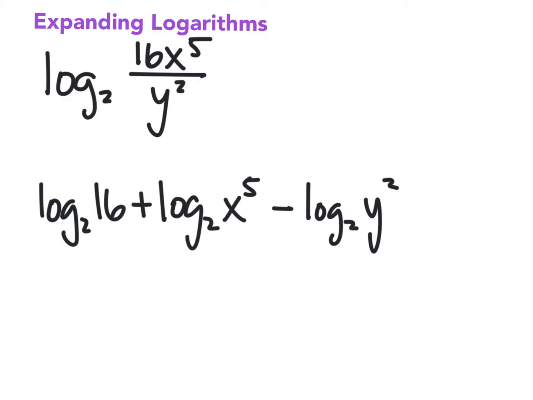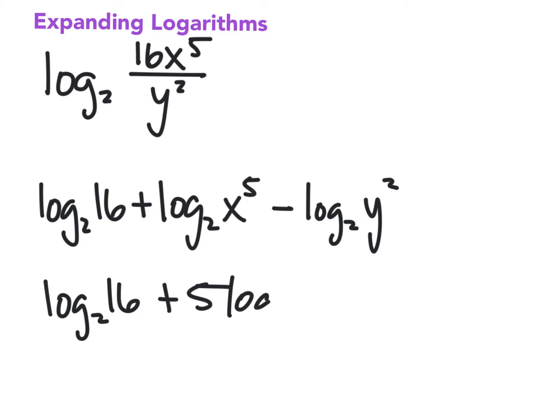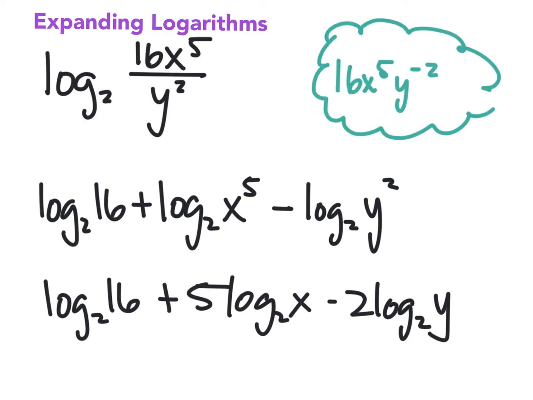Now I need to get rid of these powers. The powers get moved in front of those logs. So we have log base 2 of 16 plus 5 log base 2 of x minus 2 log base 2 of y. Something that I'd like you to think about is that we could have written this as 16x to the 5th y to the negative 2. And if we would have brought this power of negative 2 down, that's where we get that subtraction.